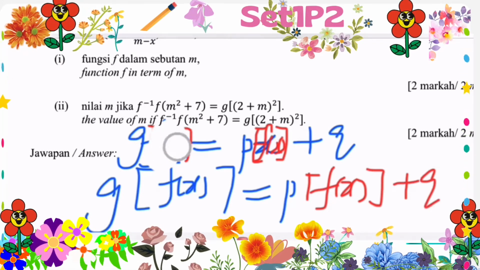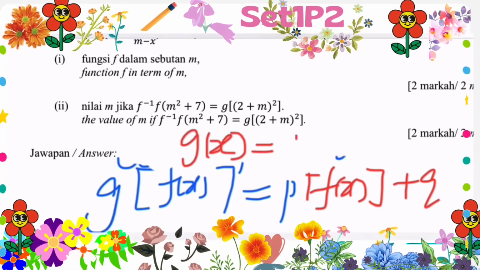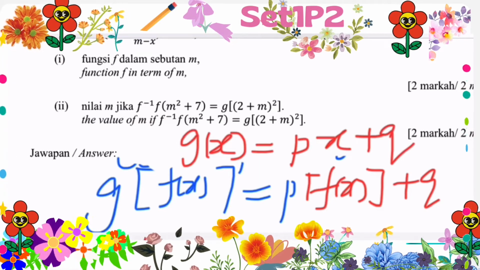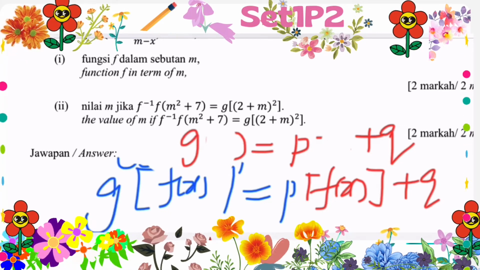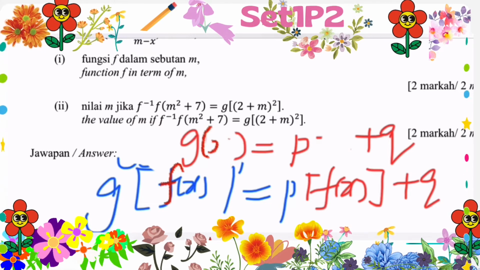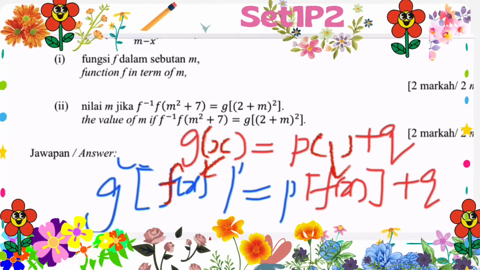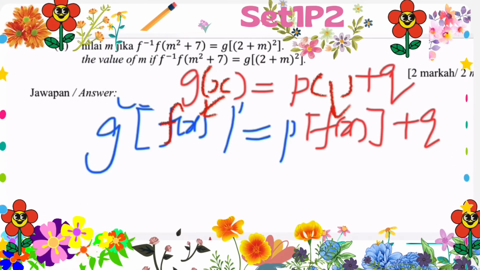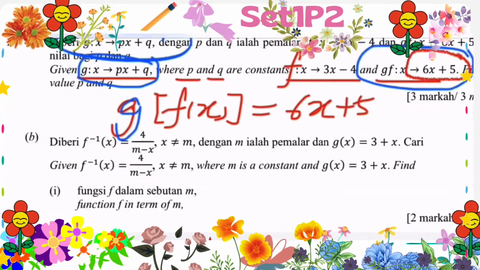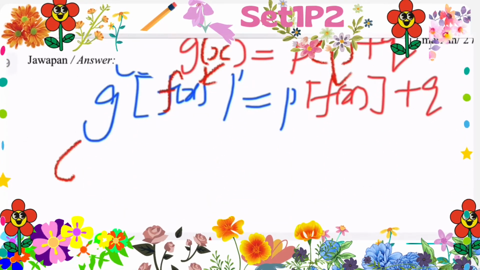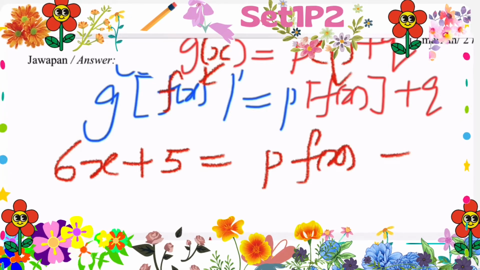Basically, when you start with a function, we always identify what function it is. If g(x) = px + q, you just erase this x and fill up with f(x). That means the x is replaced with f(x). The object will change only, the rest remain unchanged. Then this gf(x) was given, here it is 6x + 5. So you can just use it: 6x + 5 = pf(x) + q.